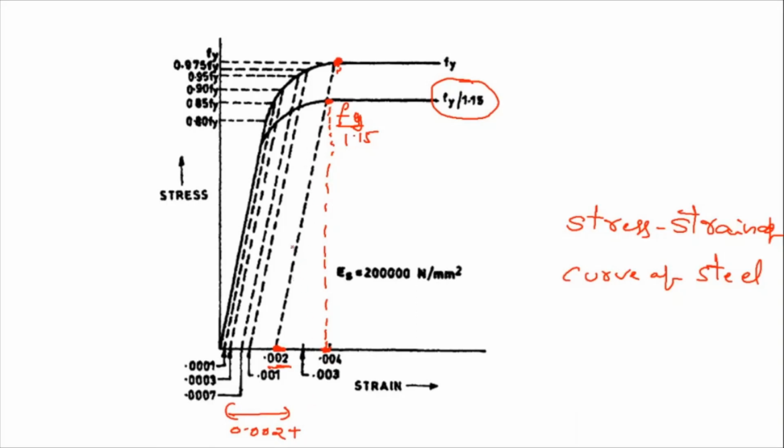Then what is this additional value? The slope of this line is taken as Es. So this stress divided by this slope gives us the value of this part, which is fy by 1.15 Es. So the total value is 0.002 plus fy by 1.15 Es. Beyond this strain, the steel starts yielding.